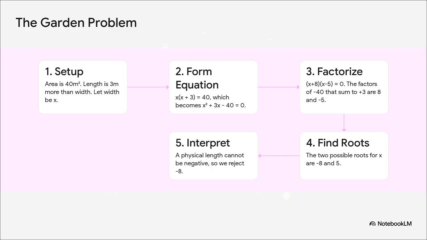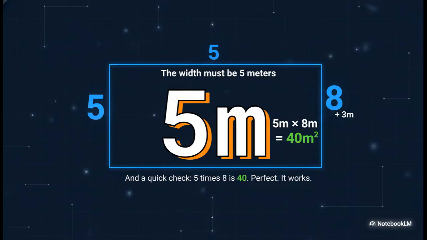This one looks pretty easy to factorize, and we get 2 possible roots, -8 and +5. But hold on, here's the most important part: interpretation. Can a garden have a width of -8 meters? No way. That makes zero sense in the real world. So we just reject that answer. And that leaves us with our one logical answer. The width has to be 5 meters, which means the length, which is 3 more, must be 8 meters.